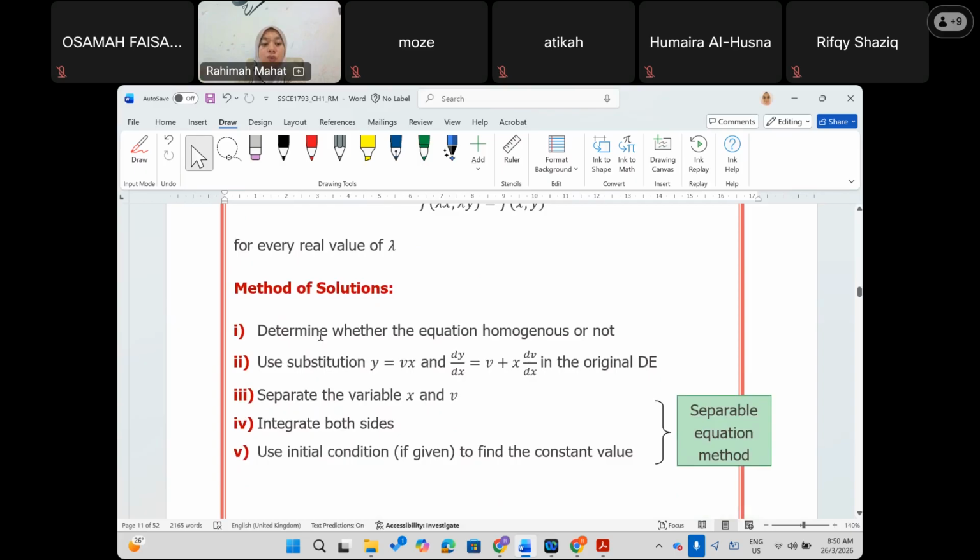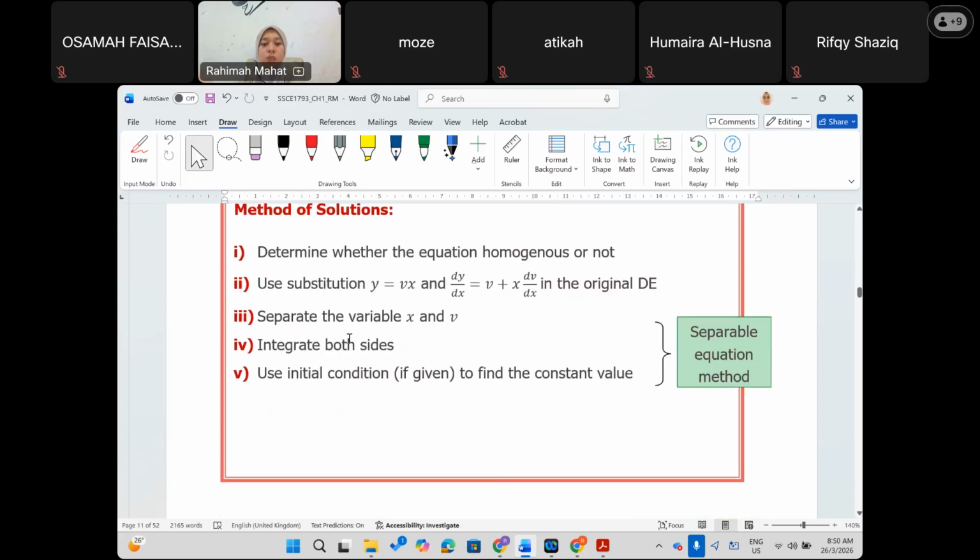However, the first step is to determine whether the equation is homogeneous or not. If homogeneous, you need to use the substitution y is equal to Vx. This one you need to memorize, okay? This is the method for solving by using the homogeneous. You differentiate your y, so dy over dx, you will get v plus x dv over dx.